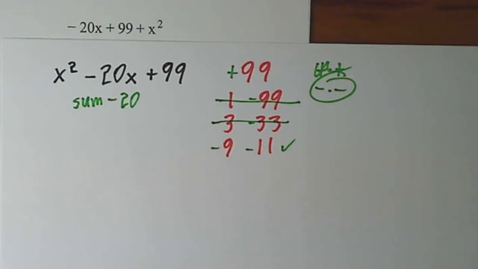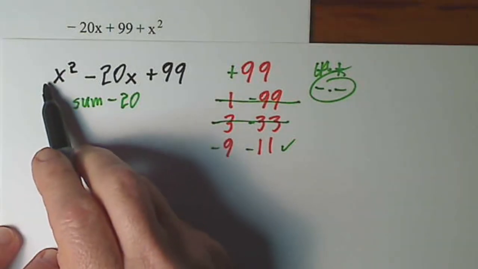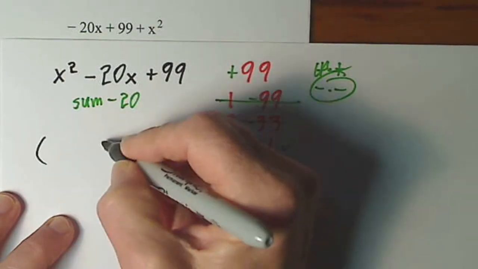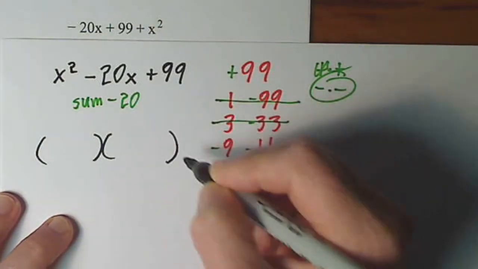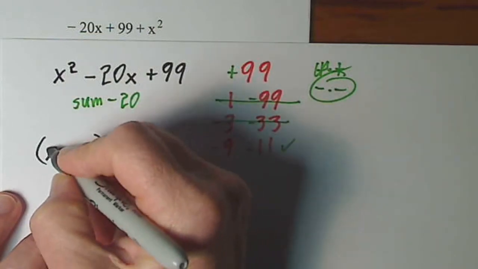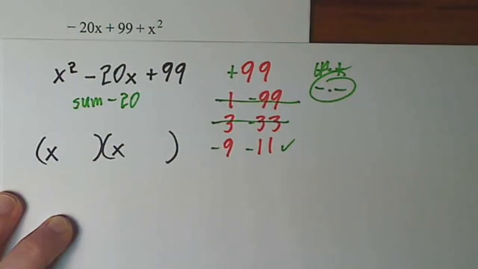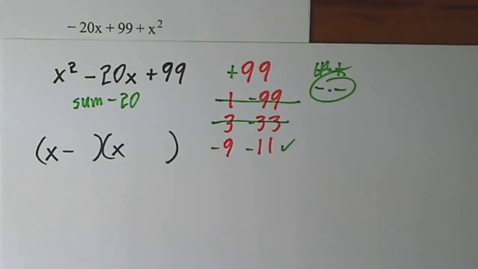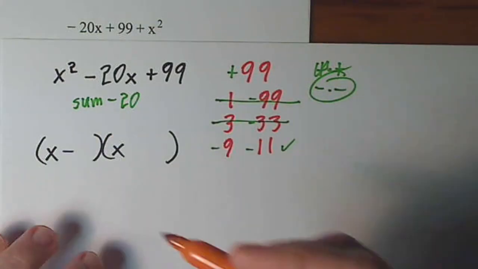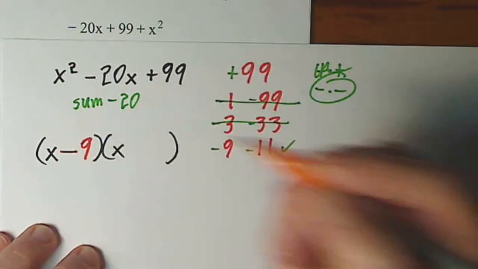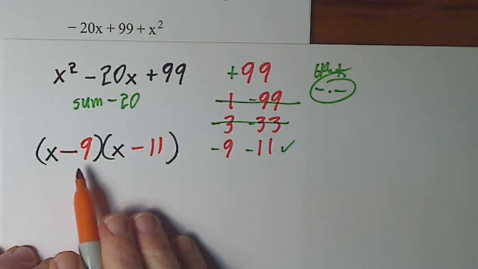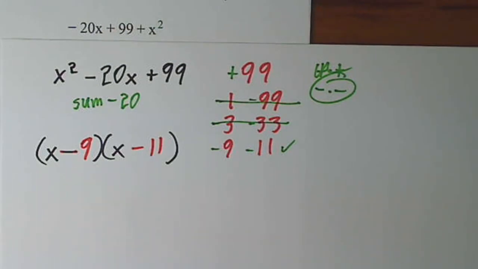Once you find this on a problem where there's a leading coefficient of 1, or you can say nothing in front of x squared, you basically have your answer. To get an x squared, all you need is an x here and an x here. And then you simply plug in negative 9, negative 11. And if you multiply this binomial by that one, you will see that you get your original polynomial.